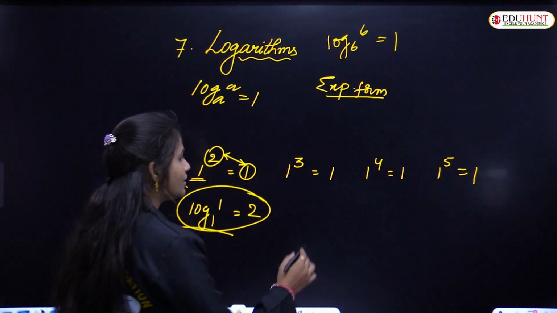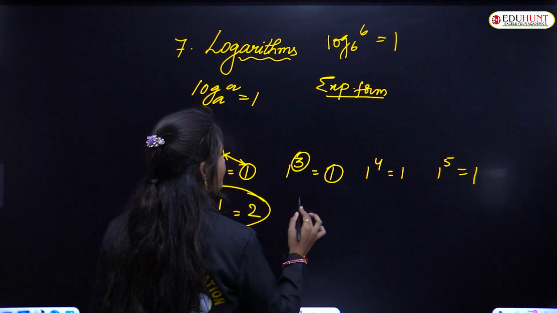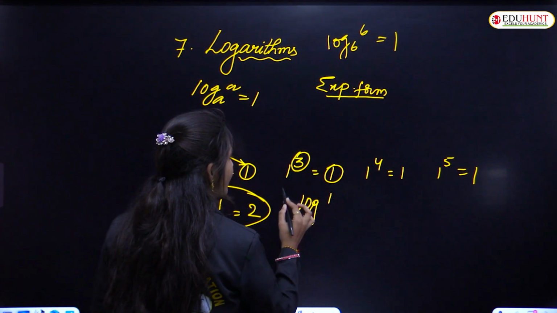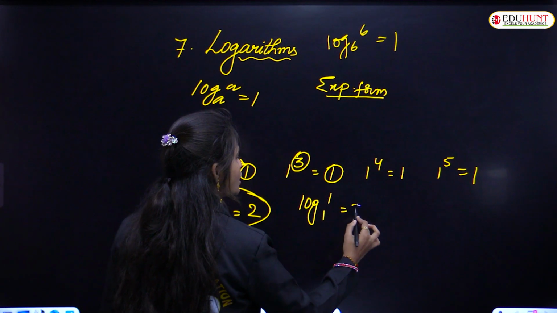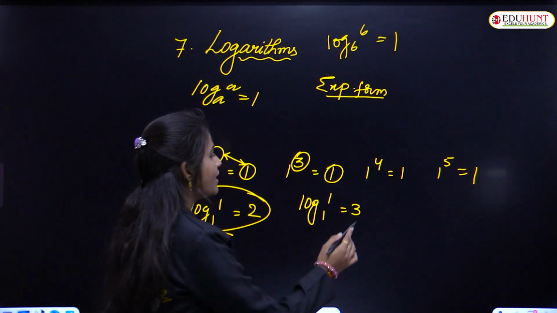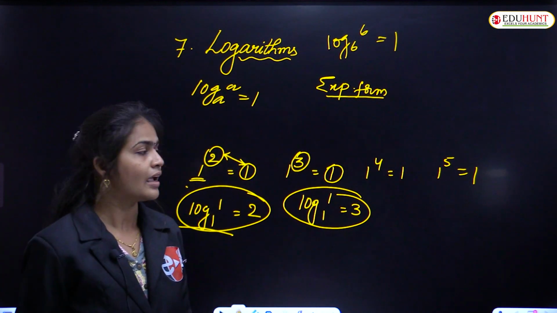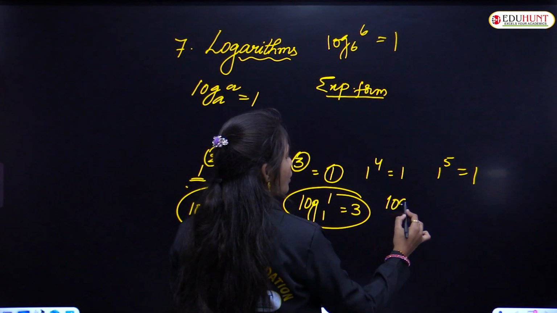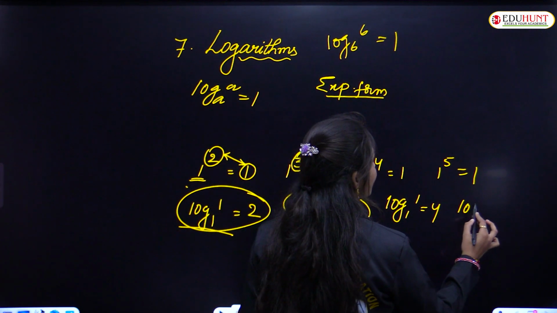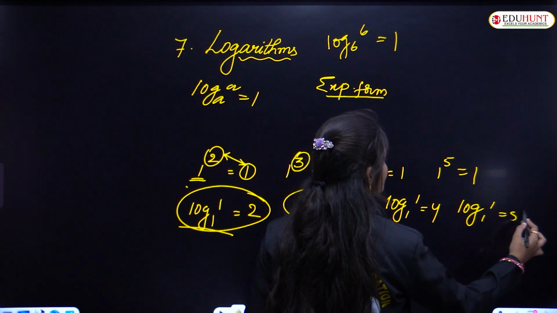Just go for another one. Here what will you get? At the place of 3, we write 1 and the base also 1, which is equal to 3. So log 1 to the base 1 is equal to 3. And here we get log 1 to the base 1 is equal to 4. And here log 1 to the base 1 is equal to 5.